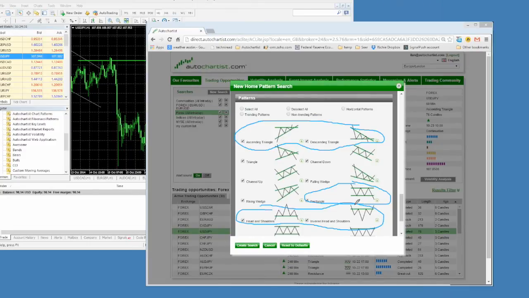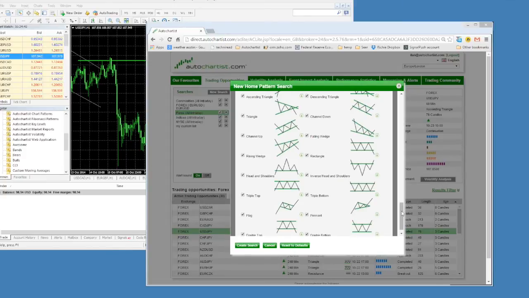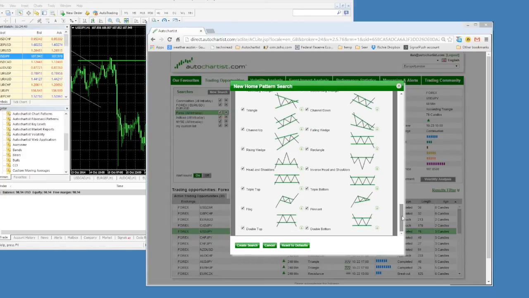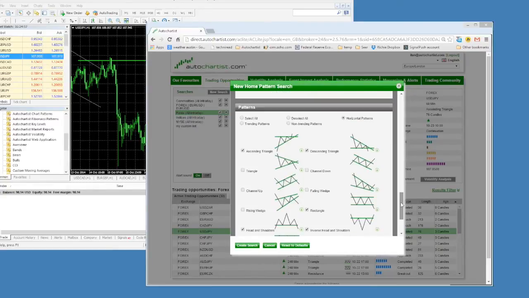Let me scroll down a little bit. All these patterns at the bottom: triple bottoms, triple tops, double bottoms, double tops. Right. So all the patterns with horizontal levels, and you can actually select just those by clicking on horizontal levels. I don't do that. I look at everything, right? I like my Autochartist to bring me back everything that's available. But if you just wanted to look at horizontal levels, you would just click on horizontal patterns, and those would select the appropriate ones.